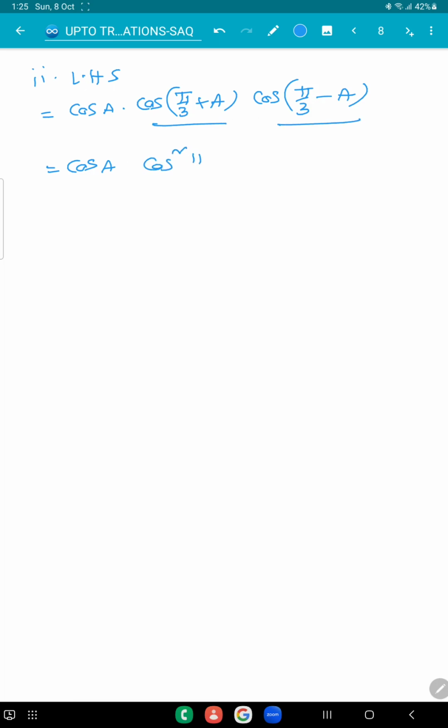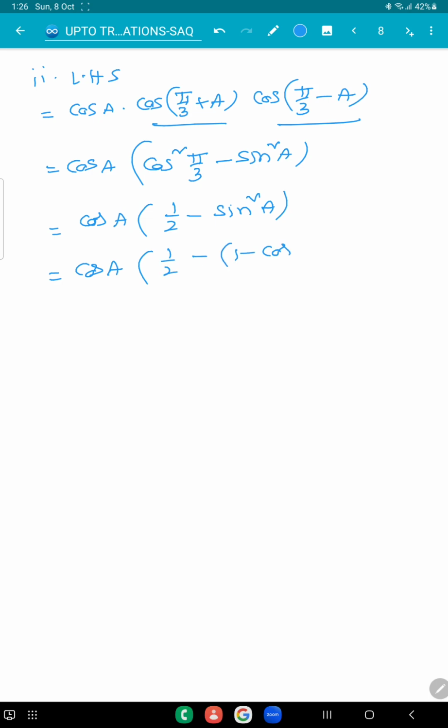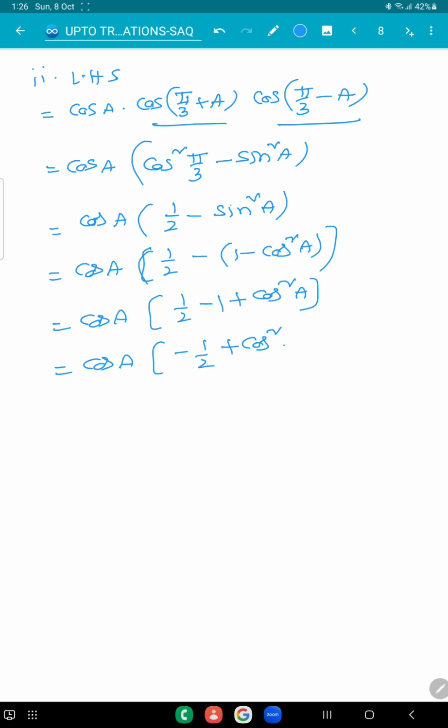So next result in the fifth one is the second one. LHS, let us consider that: cos A cos pi by 3 plus A, cos 60 plus A, it means pi by 3 minus A. Cos A times cos A plus B into cos A minus B, which is cos square A minus sin square B. That is equal to cos A times, cos pi by 3 is 1 by 2, right? 1 by 2 minus sin square A. It is better to convert everything in terms of cos. 1 minus cos square A. So cos A times 1 by 2 minus 1 plus cos square A. So cos A times minus 1 by 2 plus cos square A.